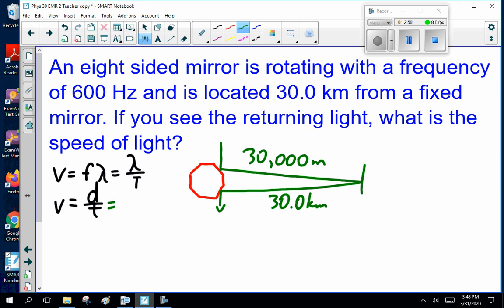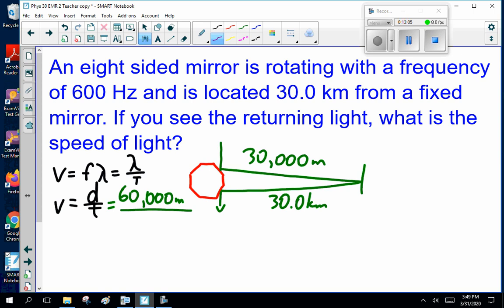So your displacement is, it's twice as far. Don't make that beginner's mistake, Mr. Sutton, when people are watching. They enjoy laughing at you behind your back. 60,000 meters divided by your period.